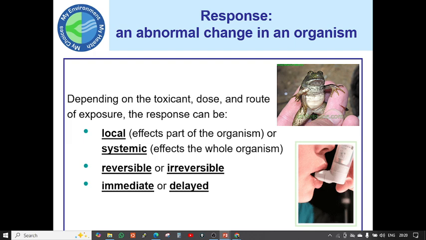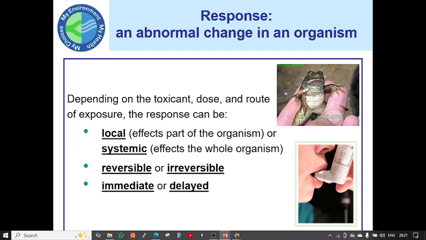Second is the systemic effect, which affects the whole organism irrespective of body part. If you are consuming, for example, alcohol, then your whole body can be affected by the toxic substance. Maybe we are consuming different types of toxics. So this is called local or systemic. Local means one part of the body, and systemic means the whole organism can be affected.